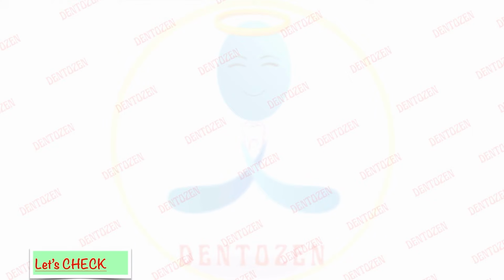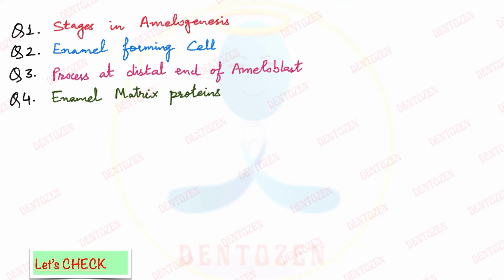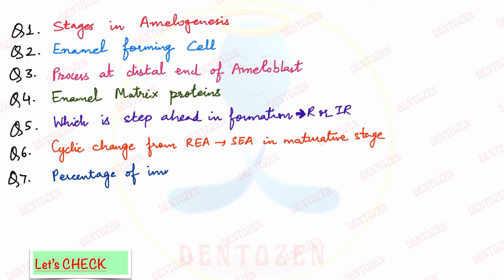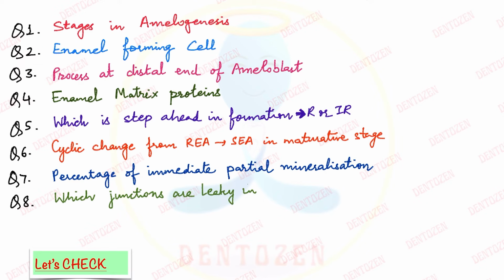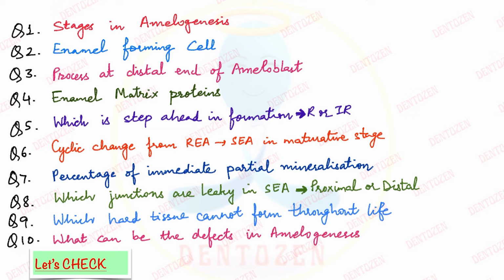Now let's check what you have learned. First, what are the three stages in amelogenesis? What is the enamel-forming cell known as? The process at the distal end of the ameloblast is called? Then the enamel matrix proteins, their names. Which is a step ahead in formation, rod or interrod? Cyclic changes in the maturative stage in ameloblasts are known as? Percentage of immediate partial mineralization in enamel. Then which junctions are leaky in smooth-ended ameloblasts? Is it proximal or distal? Then which hard tissue cannot form later in life? And then what can be the defects in amelogenesis?